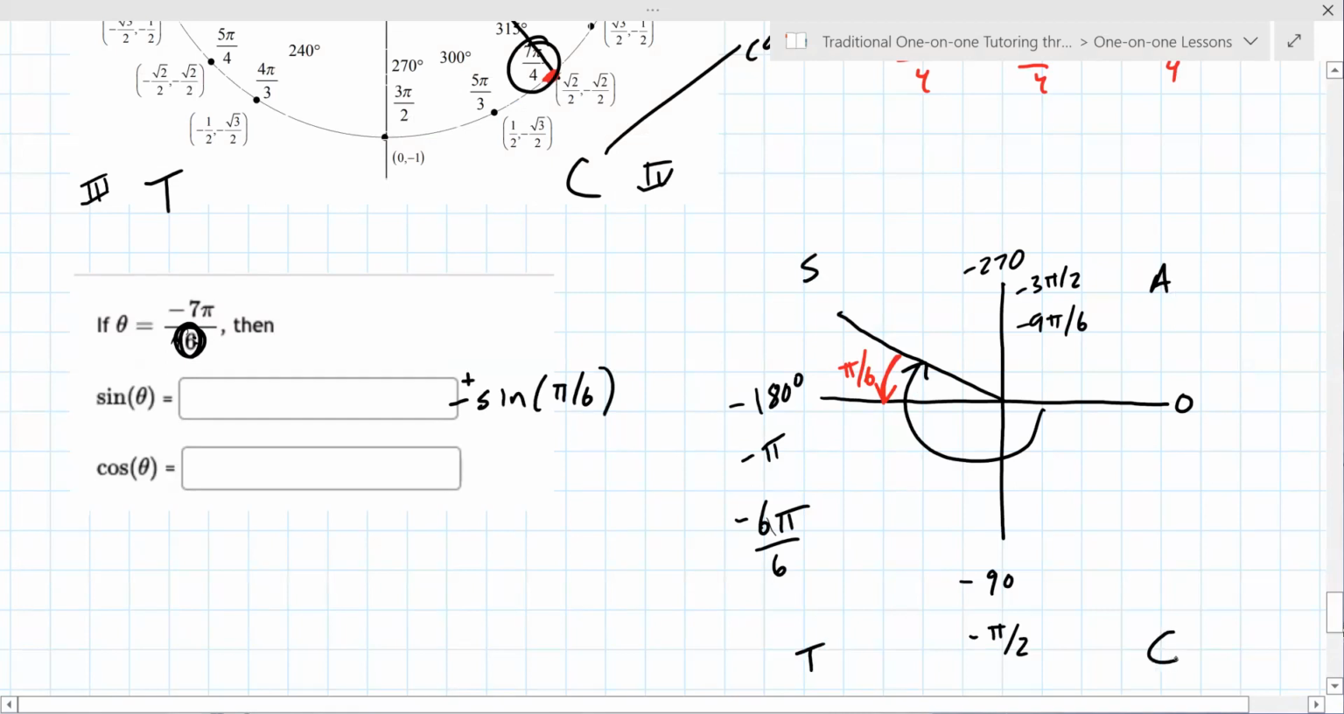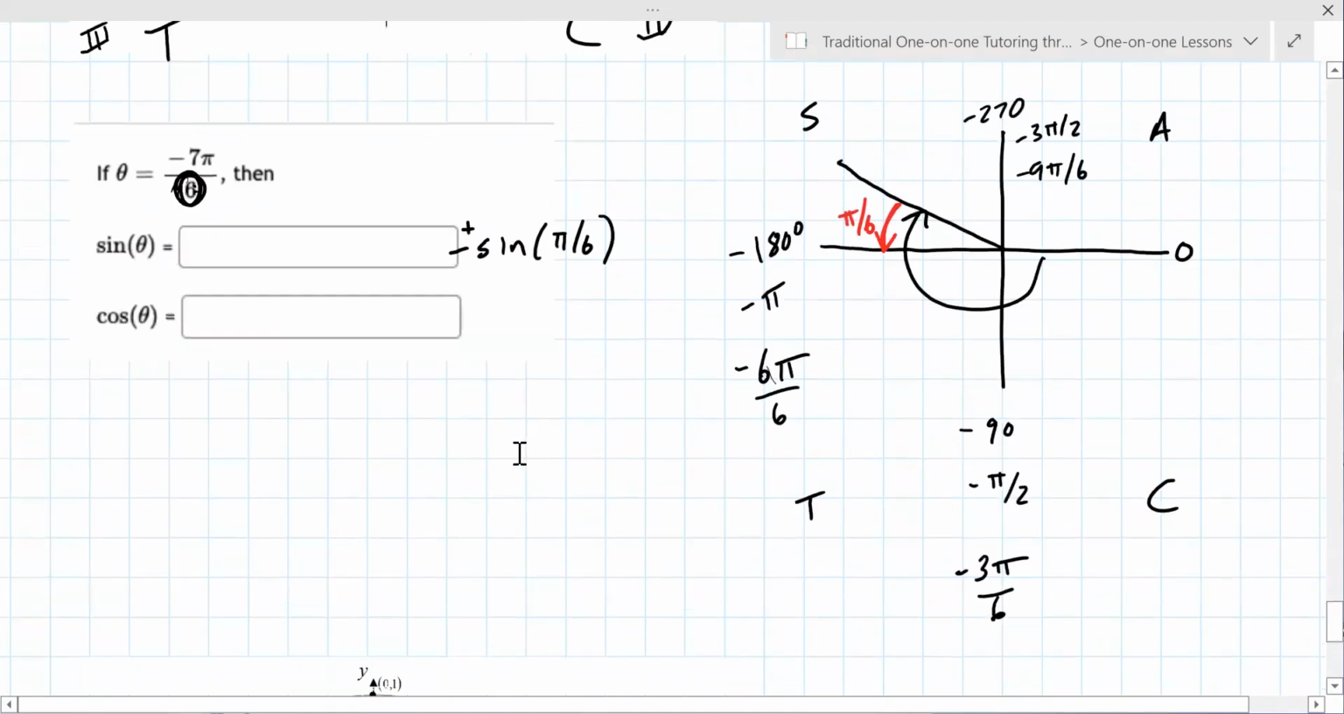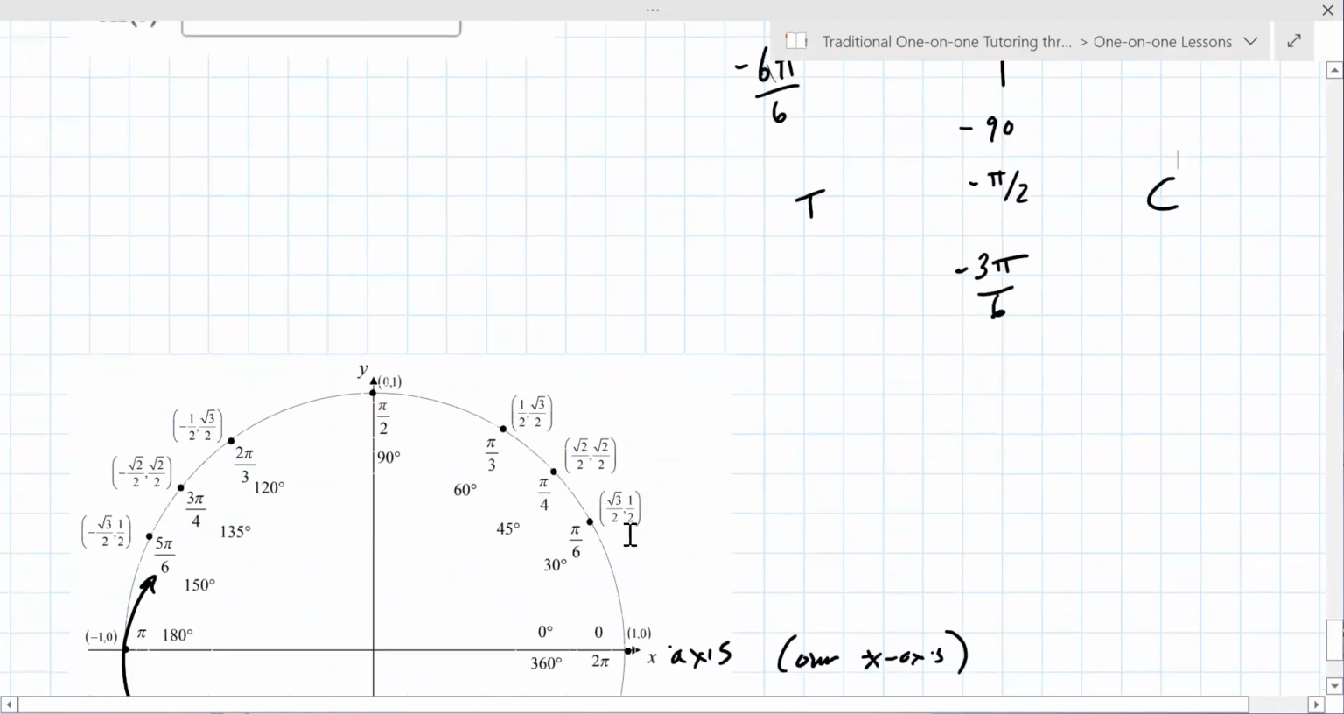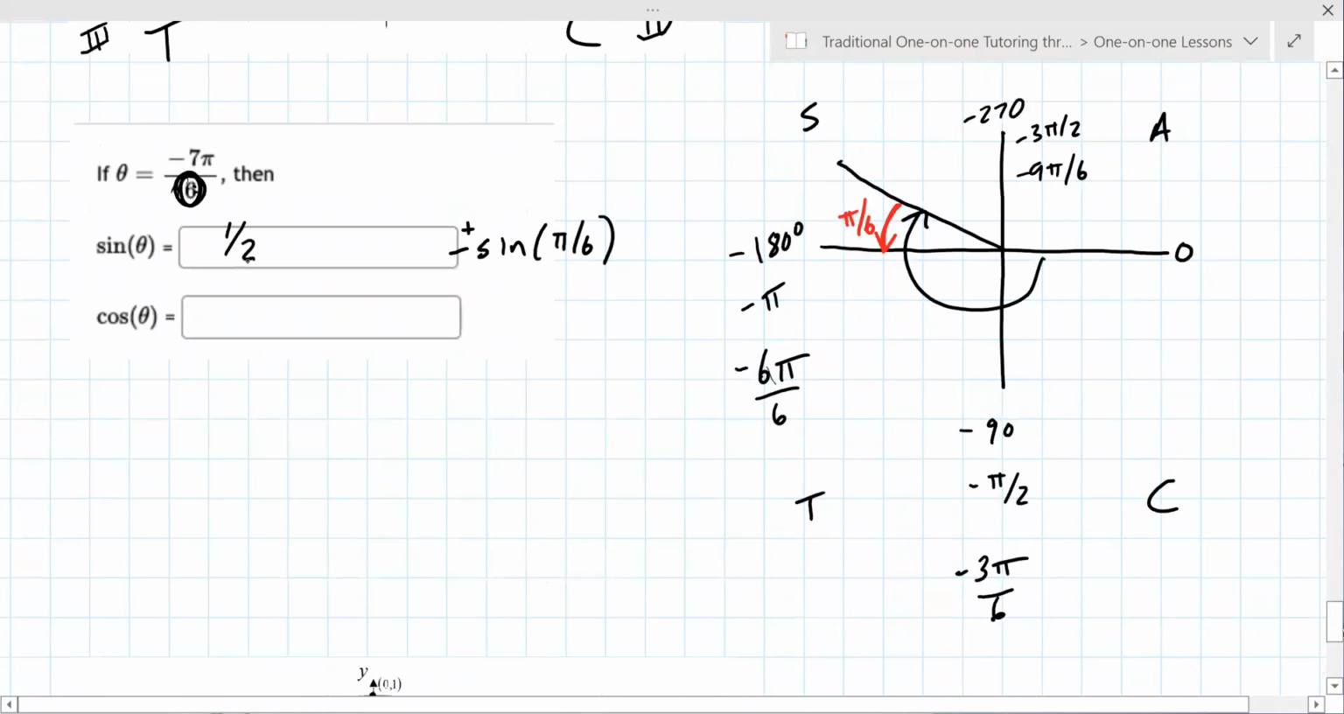ASTC, All Students Take Calculus. So sine in the second quadrant is positive. So this is positive sine pi over 6. Then you go here, sine is the y value, so that's 1/2. There are some other shortcuts. I apologize if this is not clear, but if you want those, we can go through those as well.